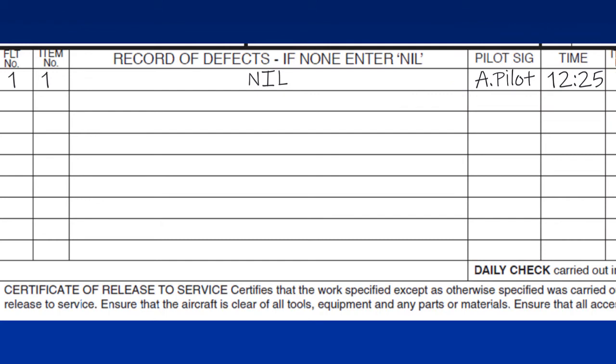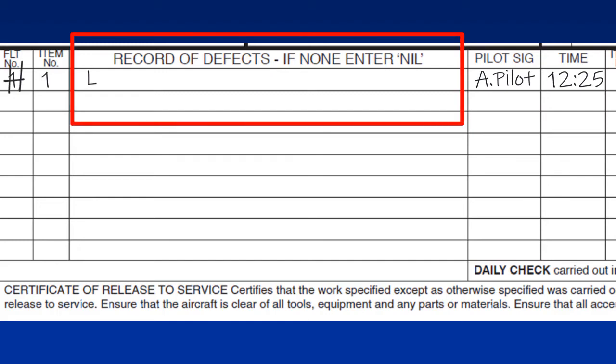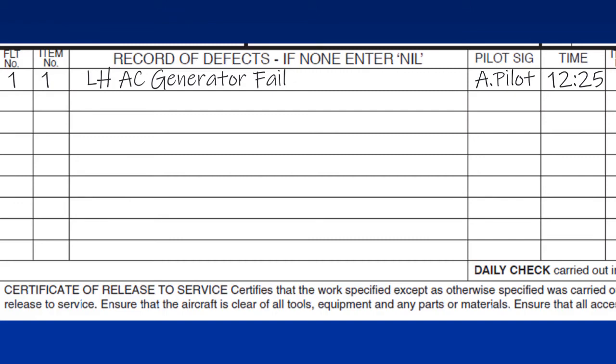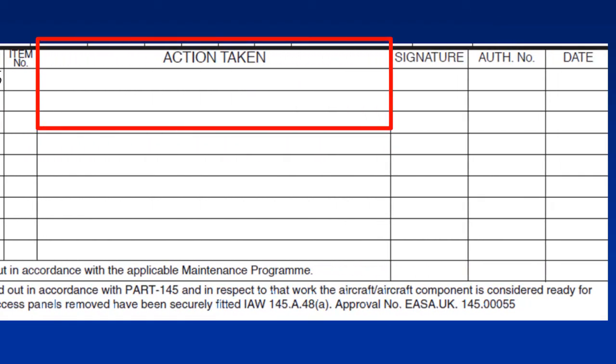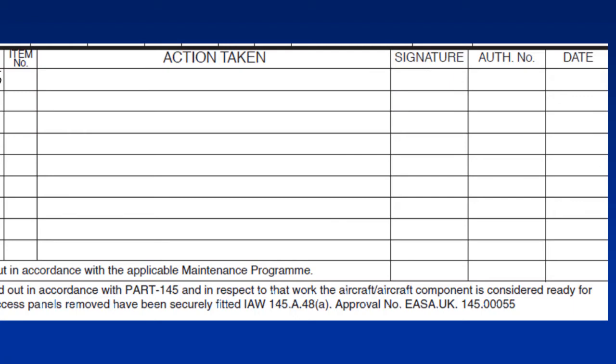Should a defect be discovered with the aircraft by the crew, the captain would annotate the defect description in this box. In this example, a generator fault has been highlighted. At this point, the aircraft is considered unairworthy and no further flights are permitted. The aircraft needs to be repaired to continue flight operations. In this Action Taken box, details of actions carried out must be entered.